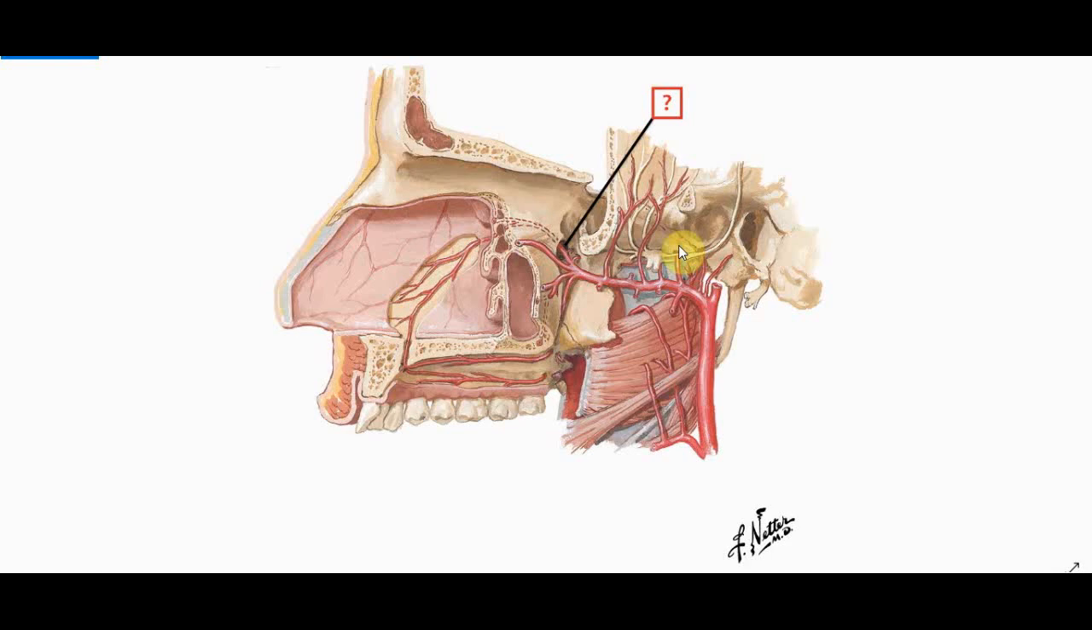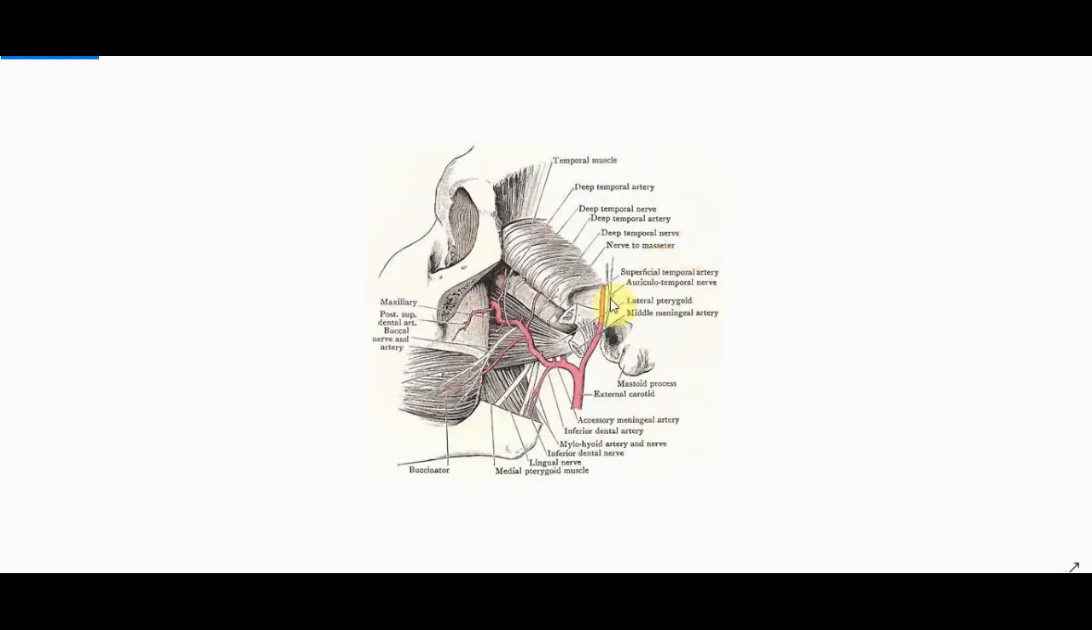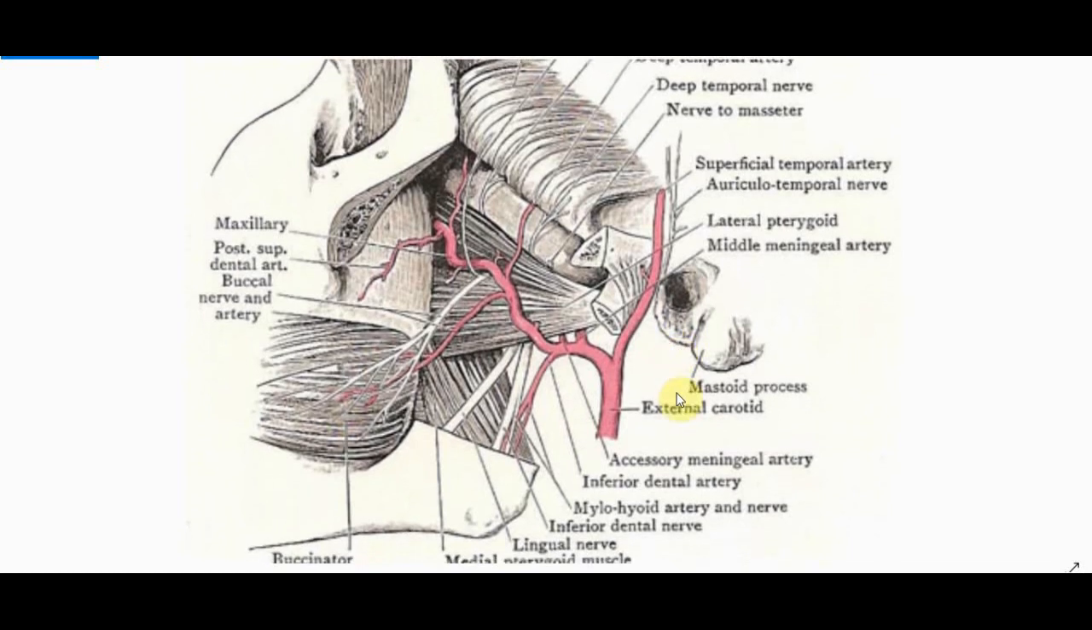So let's move towards the second part. This is the external carotid. This is its branch, the superficial temporal. This is the maxillary artery. This is the inferior alveolar artery, which is a major branch. It enters the mandibular foramen, courses in the mandibular canal, and comes out of the mental foramen.